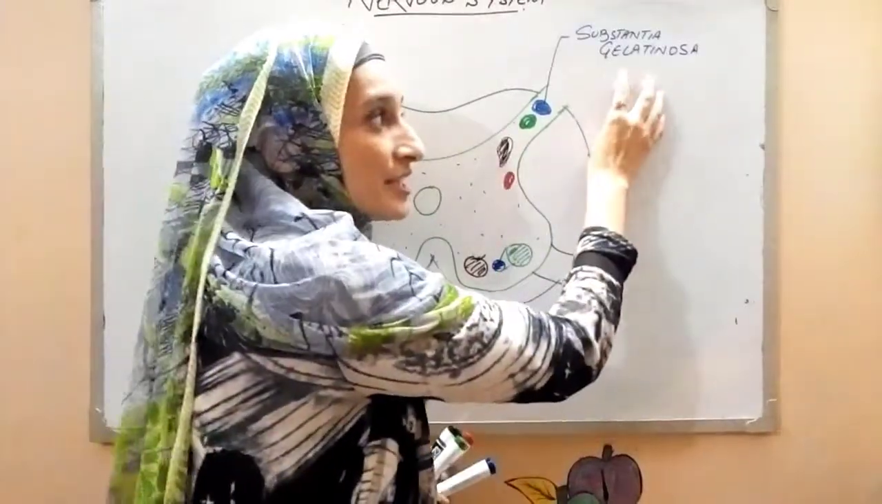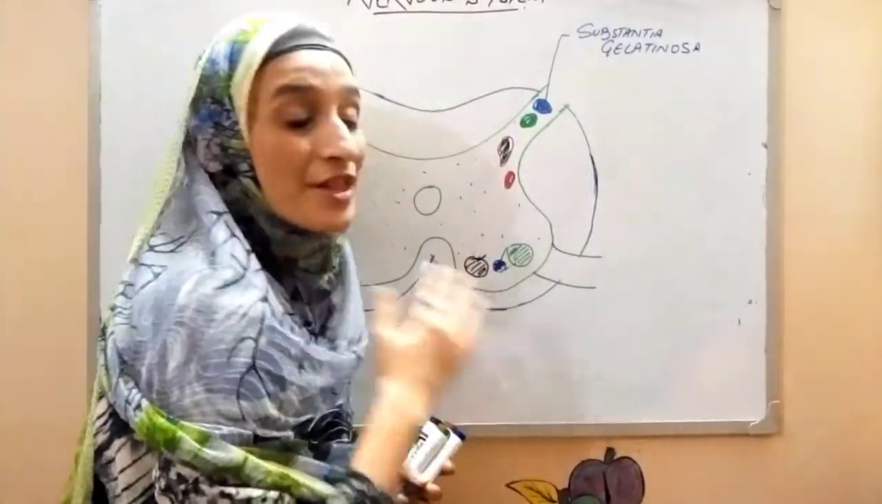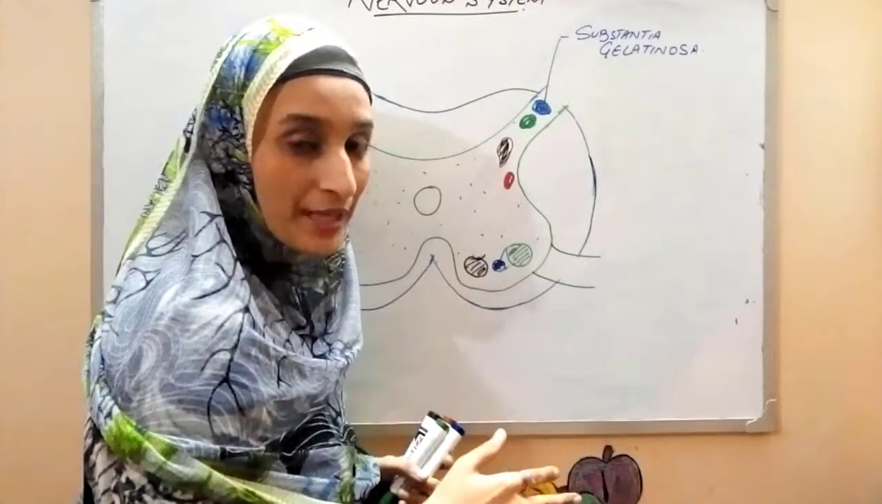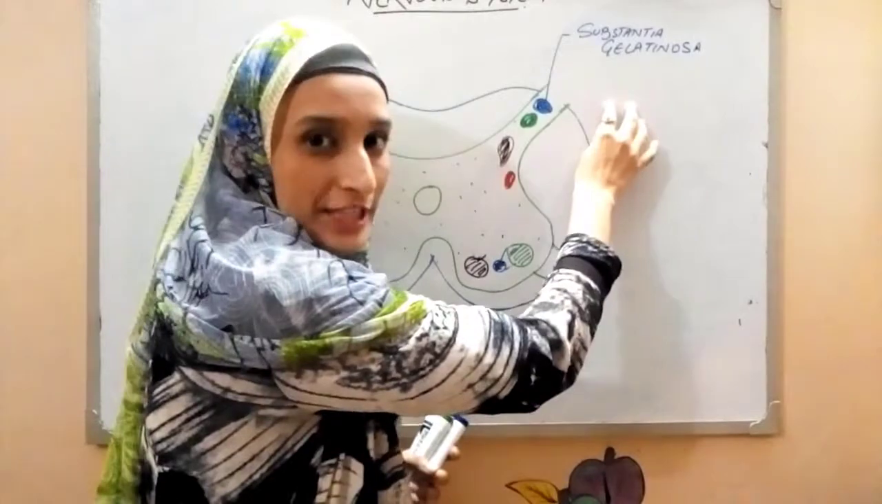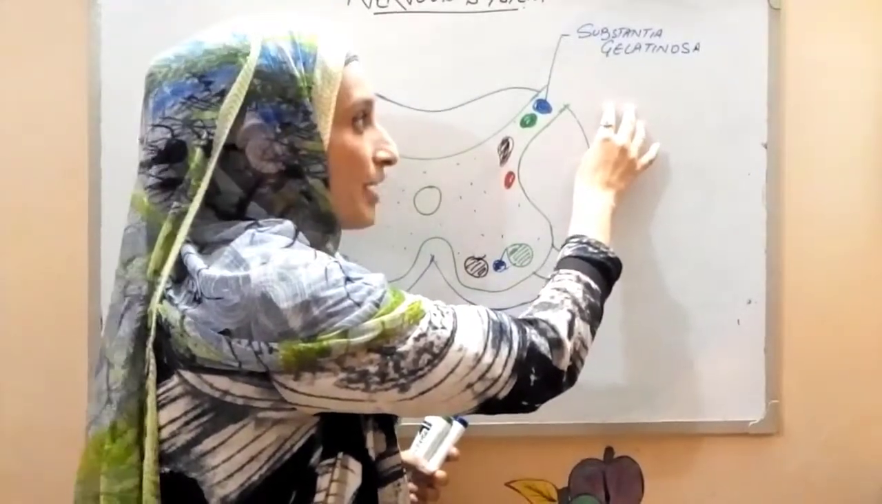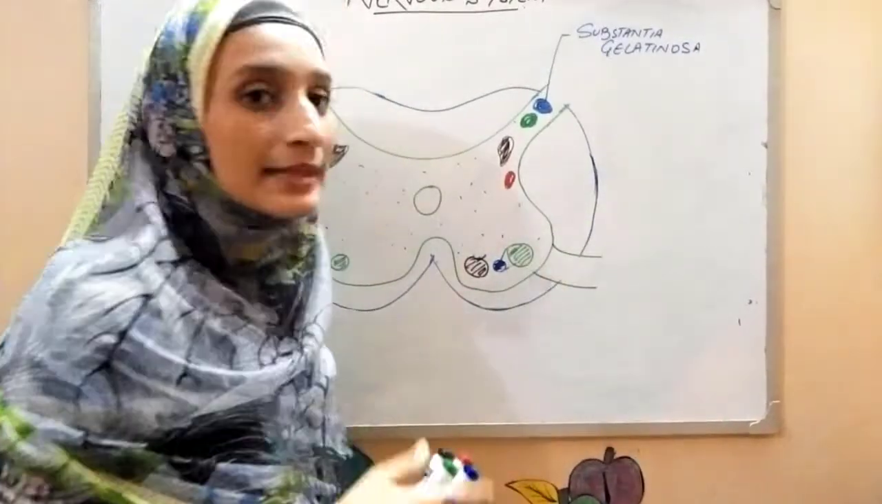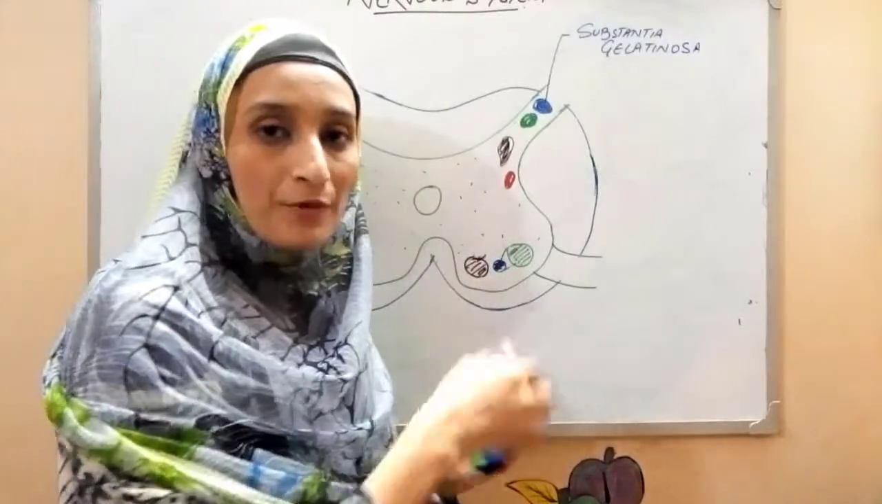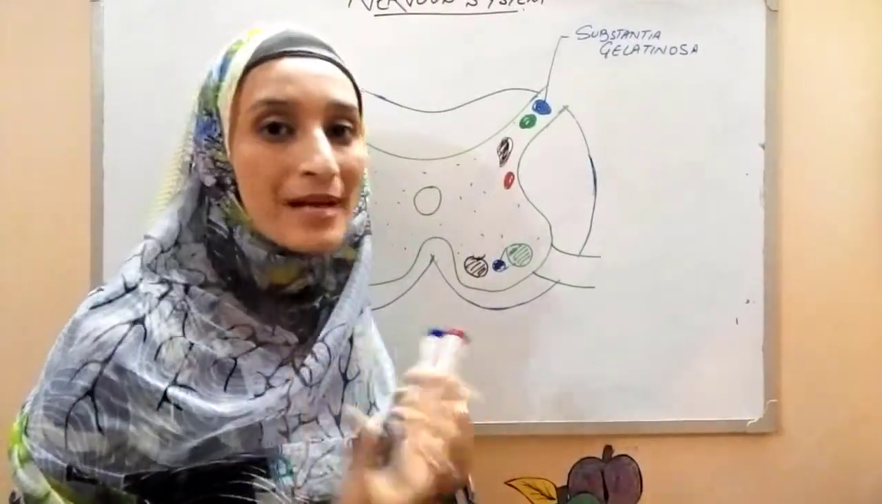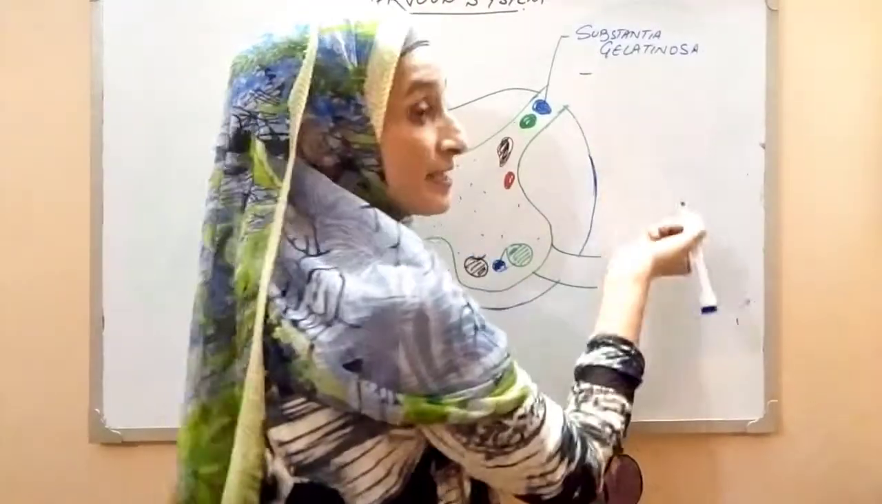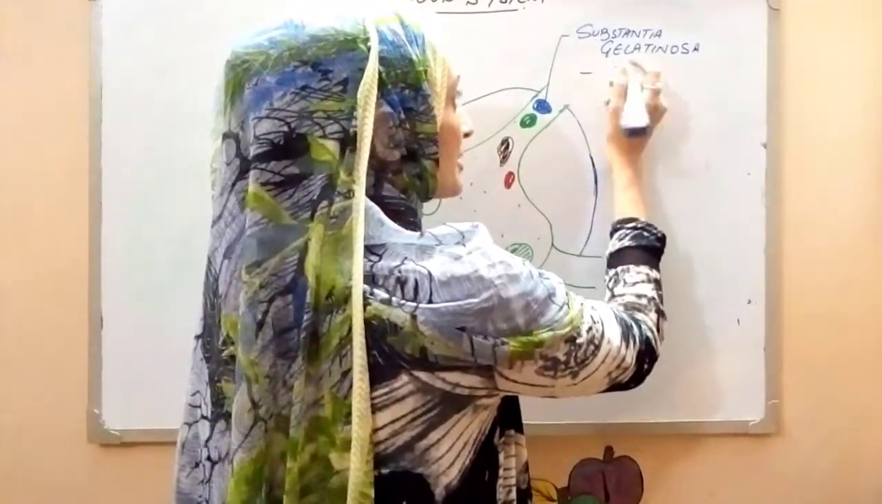The substantia gelatinosa is present throughout the segments of the spinal cord, and it is said that they are composed of Golgi type 2 nerve fibers. This group of nerve cell bodies receives information like pain sensation, touch, and temperature.